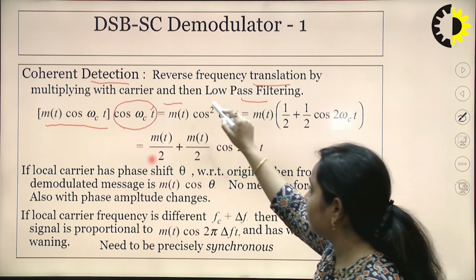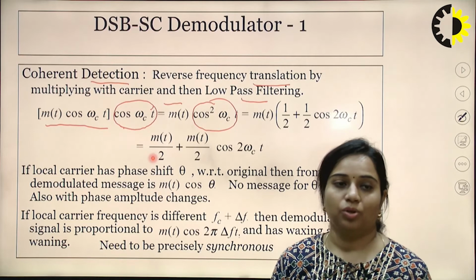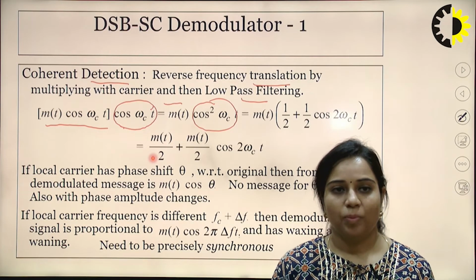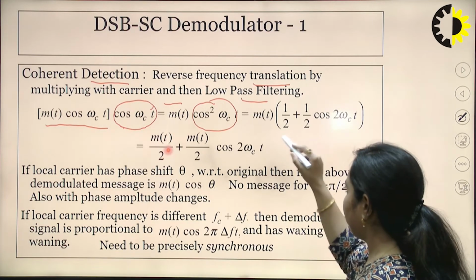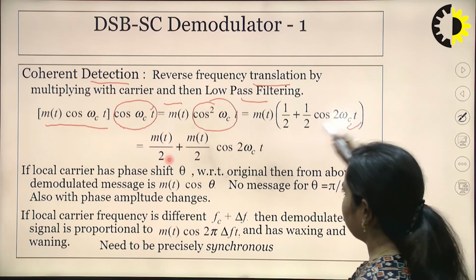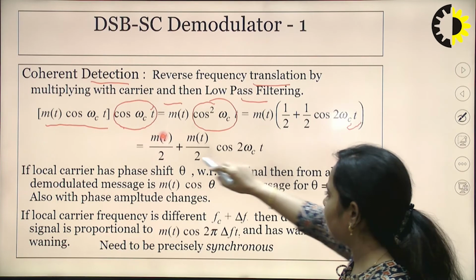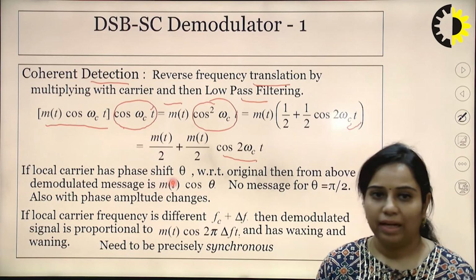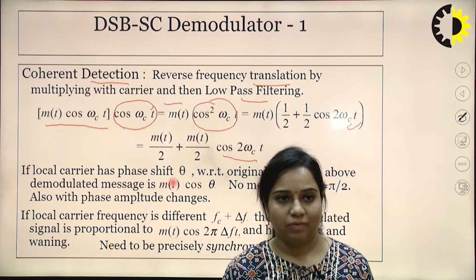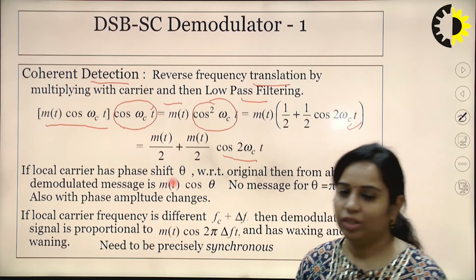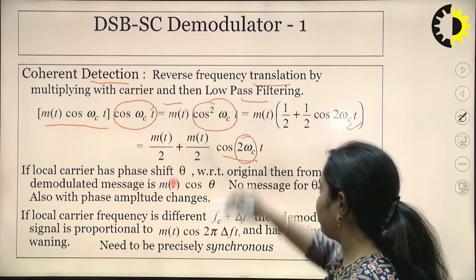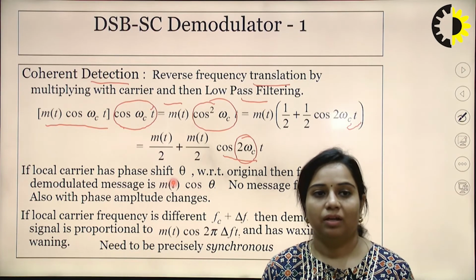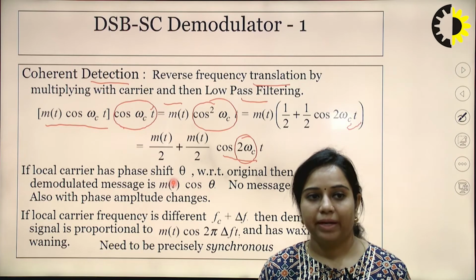So we are getting this cos²θ term. So cos²θ can be divided into two terms, that is (1 + cos 2ωct)/2. So that will be m(t)/2 + m(t)/2 cos 2ωct. Now as I have told you, at the receiver side we have to use a low pass filter. So when the low pass filter is used, this high frequency term, that is 2ωc, will be filtered out. We are just getting the m(t)/2 term.